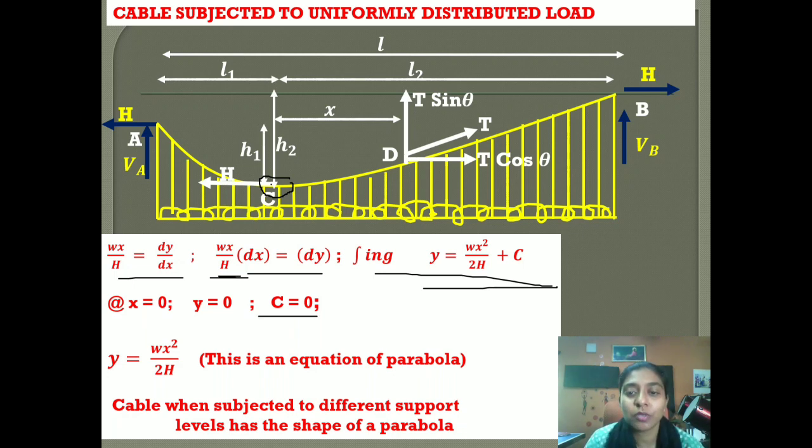Now substituting c equal to 0, we get y is equal to Wx square by 2H, and this is the equation of this cable, which is the equation of a parabola. So a cable subjected to supports at different levels also has the shape of a parabola. This is one conclusion: y is equal to Wx square by 2H.